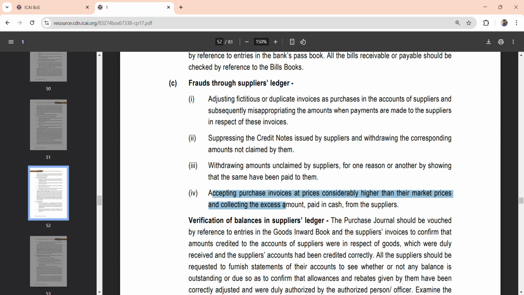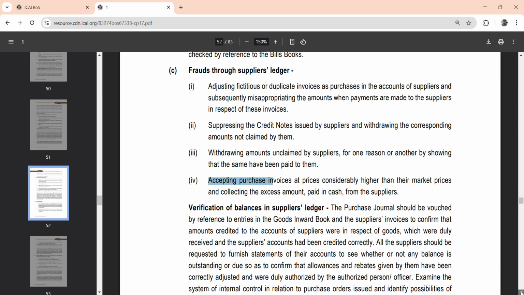So let's quickly summarize it. First one is adjusting fictitious duplicate invoices, next is suppressing credit notes, next is withdrawing the amounts unclaimed by suppliers, and accepting purchase invoices at prices higher than the market prices. So moving on to the last question.